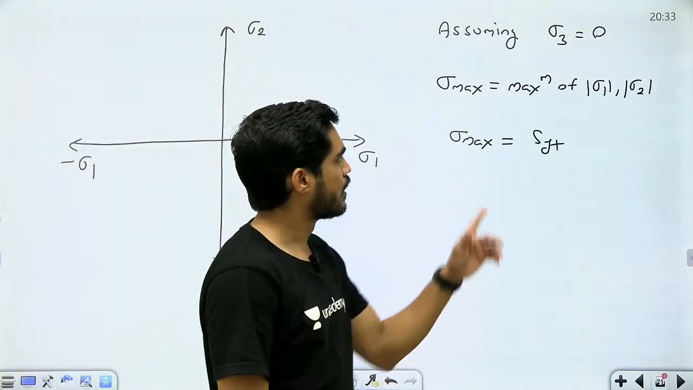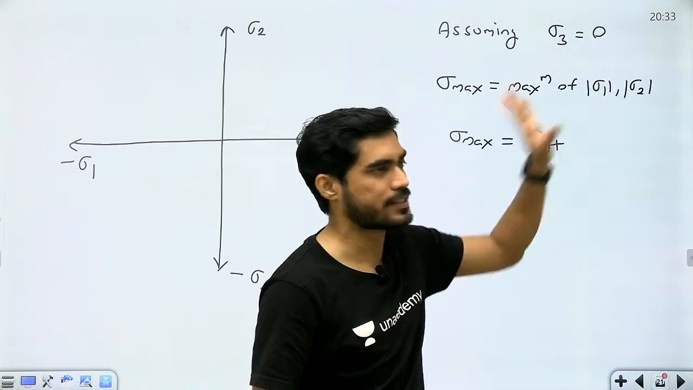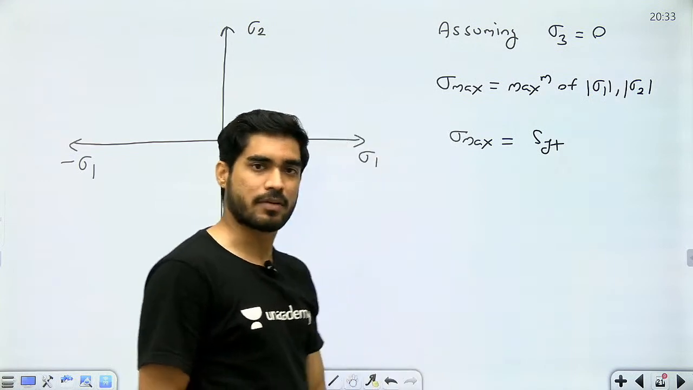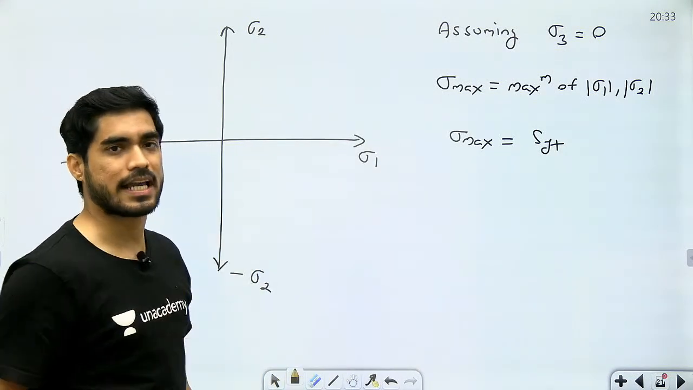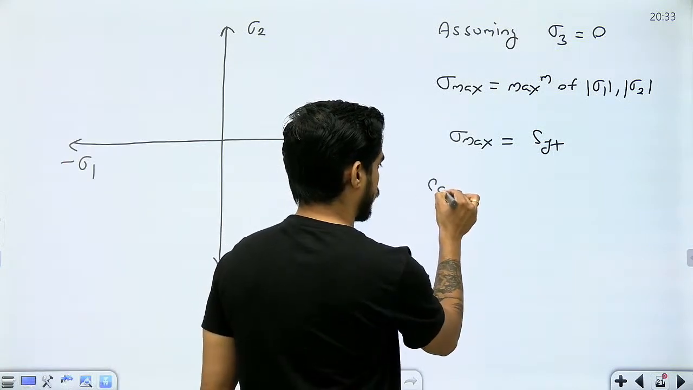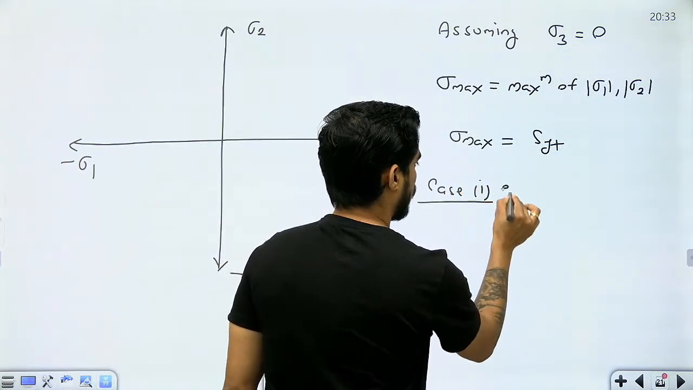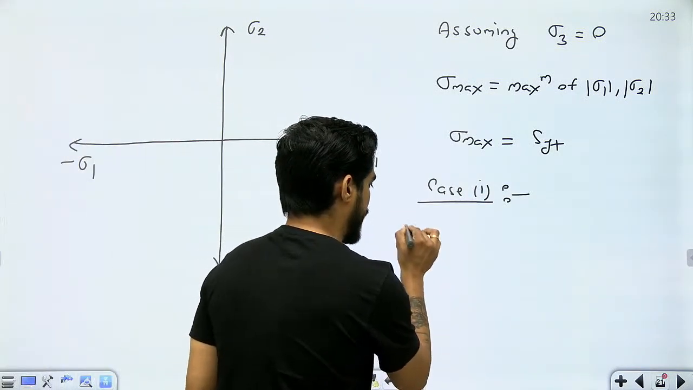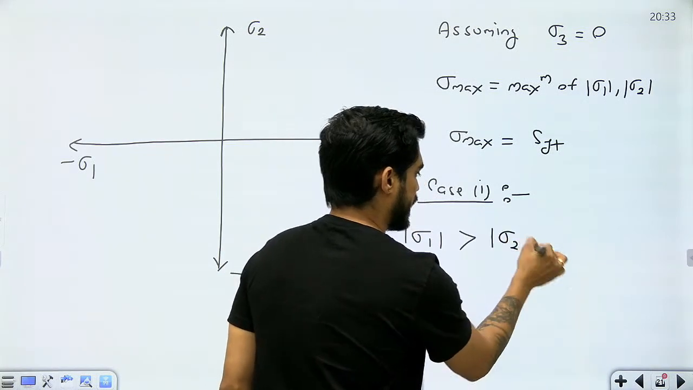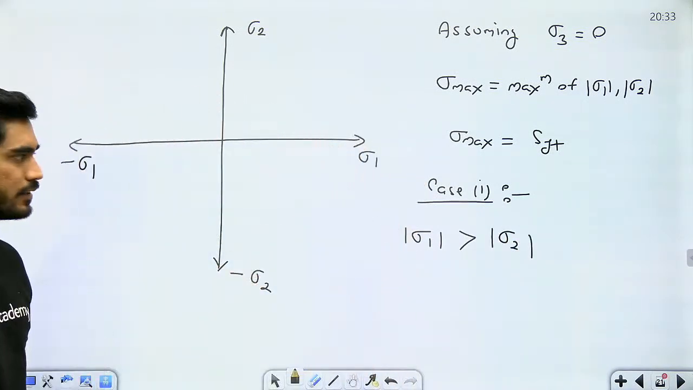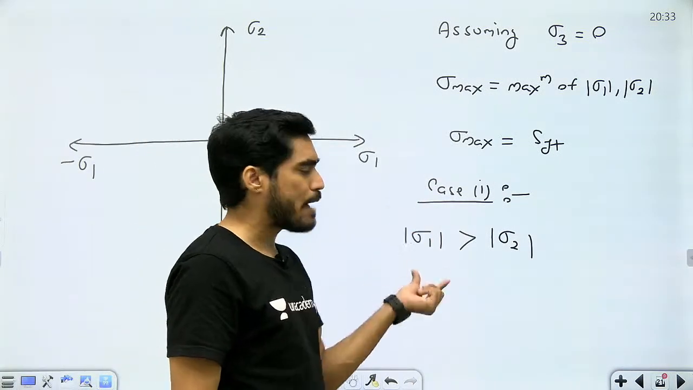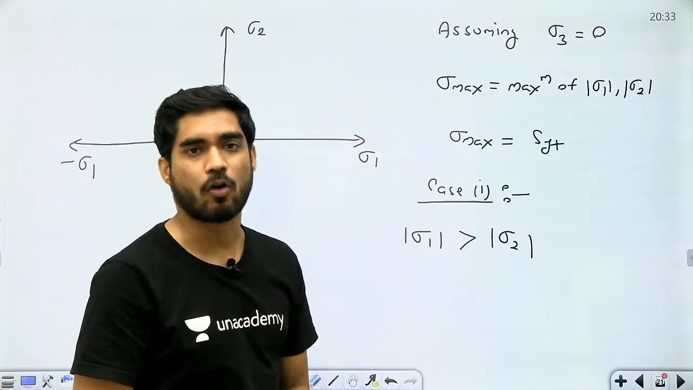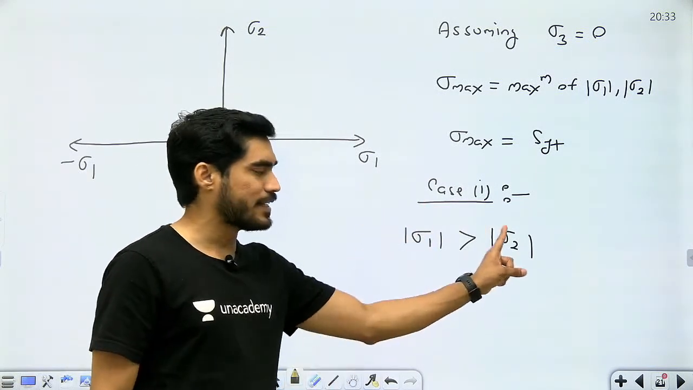Now understand beta, your sigma max is maximum of sigma 1 or sigma 2. So either your sigma 1 is maximum or your sigma 2 is maximum, right? So let's consider both the cases. Okay, let's consider case 1. What will be case 1? Case 1 क्या होगा? Sigma 1 is greater than sigma 2. This is case 1, right? Now here I am using this absolute sign. Understand the meaning. Sigma 1 is greater than sigma 2 means what? The magnitude of sigma 1 is greater than sigma 2.